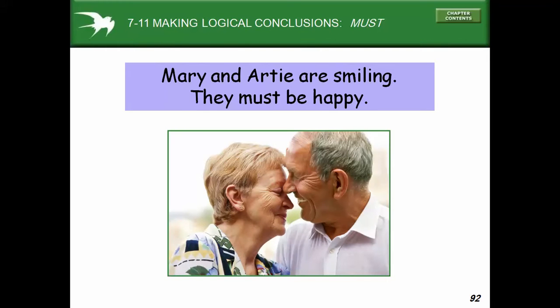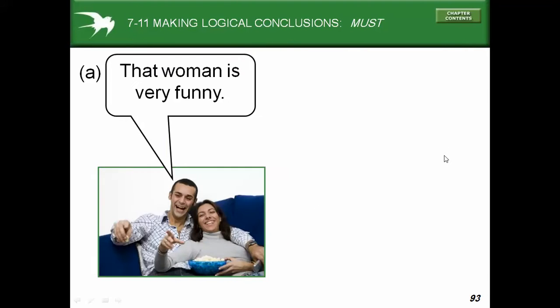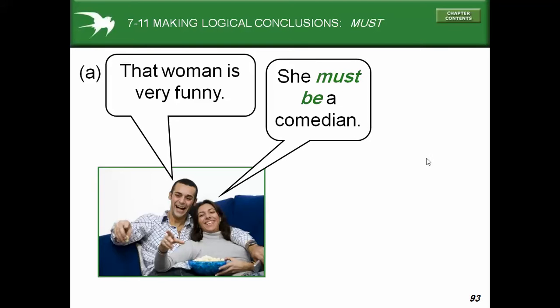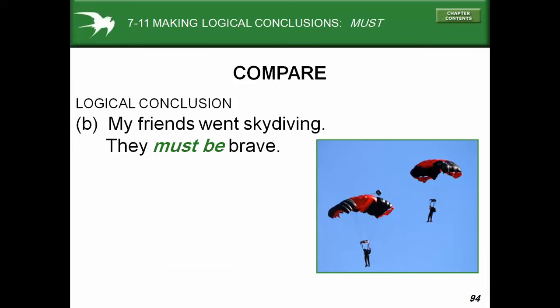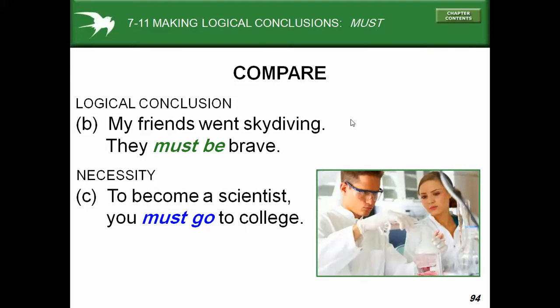Mary and Artie are smiling. They must be happy. This is a conclusion. Must is used here for making a logical conclusion. That woman is very funny. She must be a comedian. Logical conclusion. My friends were skydiving, sorry. They must be brave. They become scientists. They must go to college.